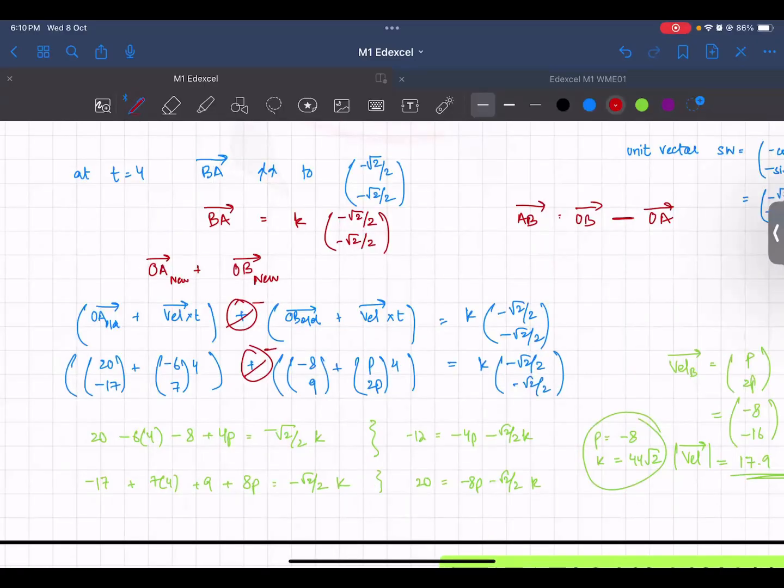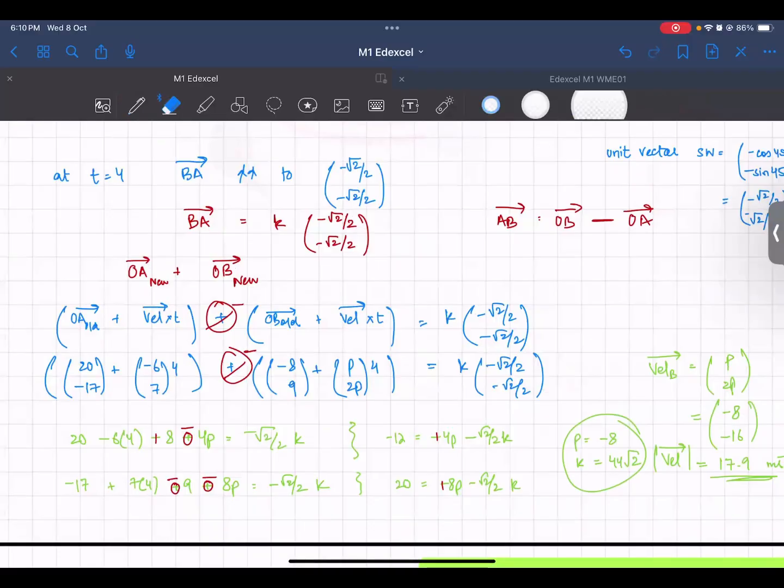Okay. And then this would become plus 8 over here, and this would be minus 4p. And this would become minus 9, and this would be minus 8p. Okay. And so this would become plus 4p. This is also plus 8p. And the values that we have found for the minus 12 and 20, we'll have to check it again.